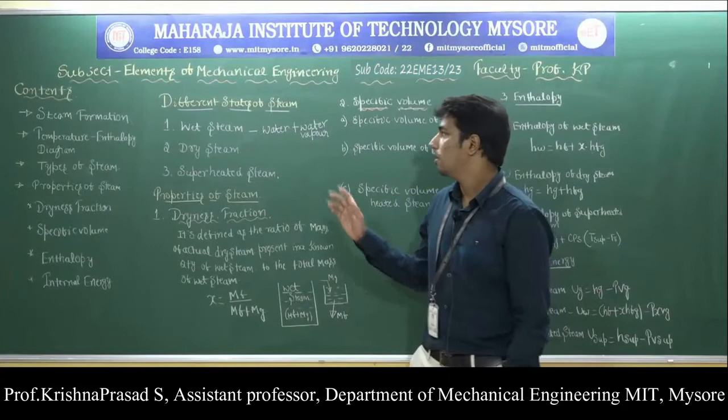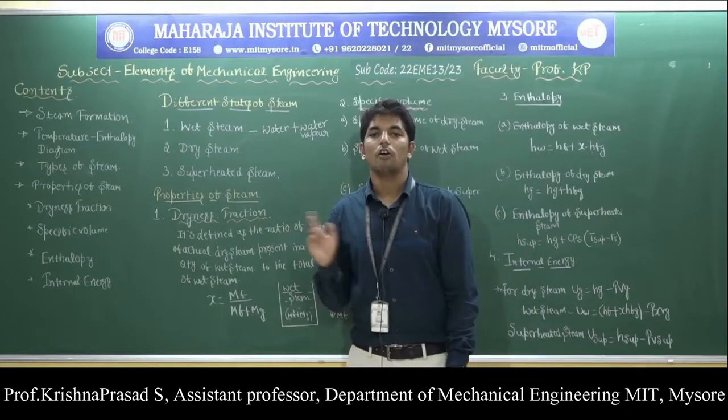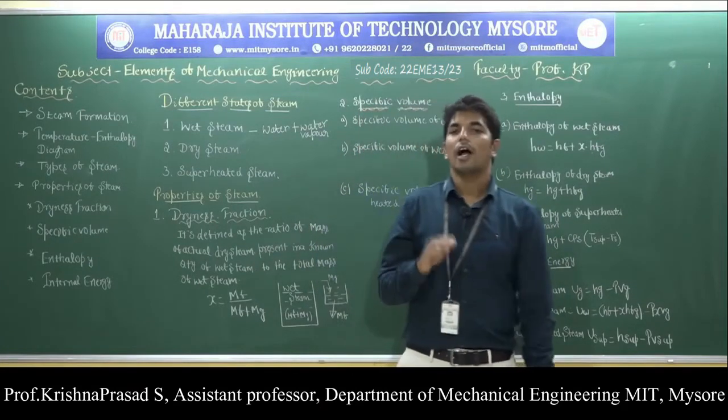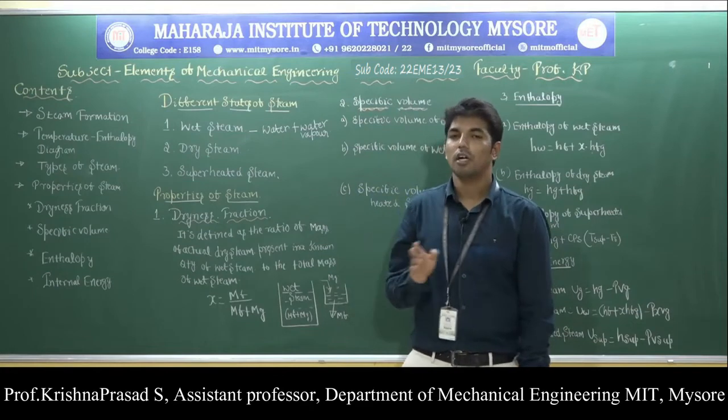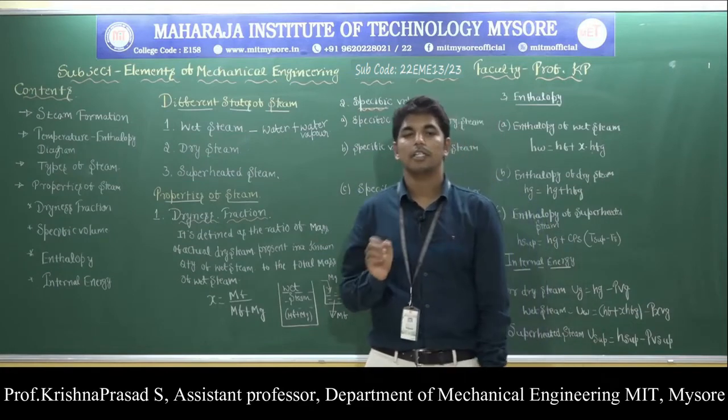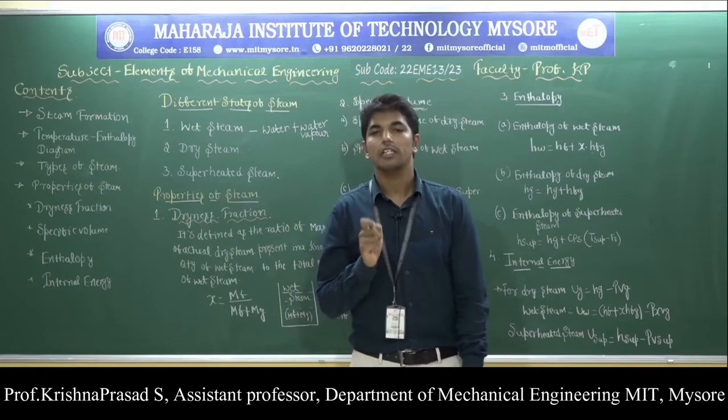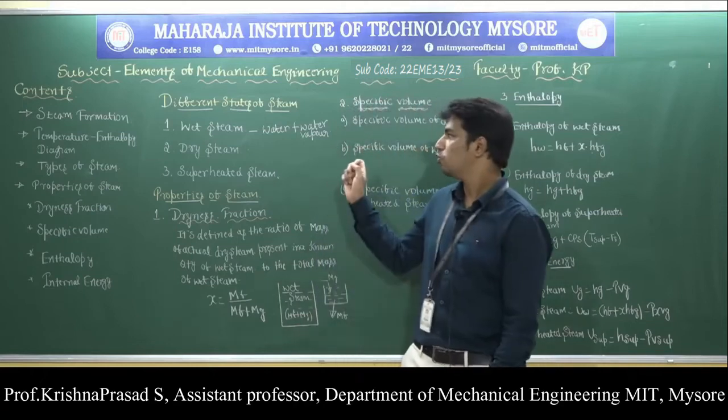The next topic is the different states of steam. We already learned what is meant by steam and how steam is made initially from water at 0 degree centigrade to superheated steam at the temperature TSUP. Among the three different states of steam, the first one is called wet steam.